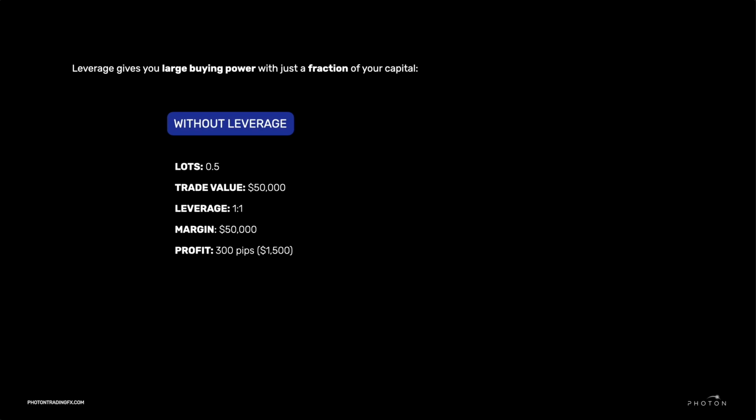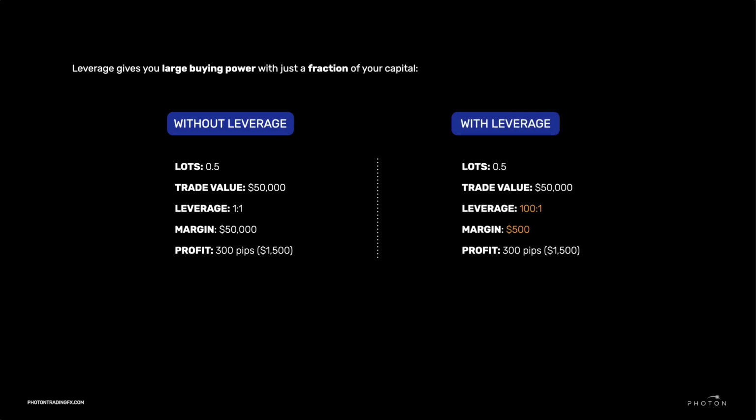Fortunately for us, brokers recognize that not everyone starts with large trading accounts, so they allow you to leverage up your positions. And a really common leverage ratio is 100-to-1. And the effect that this has on your trade is pretty significant, right? So let's see this with a second example with the exact same trade, but now with a 100-to-1 leverage in effect.